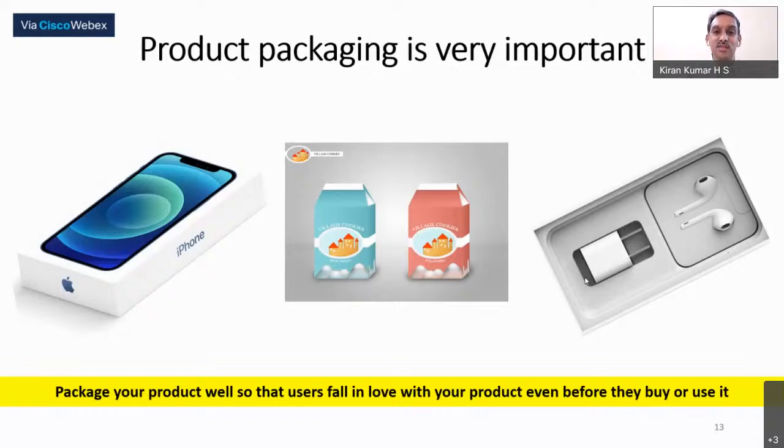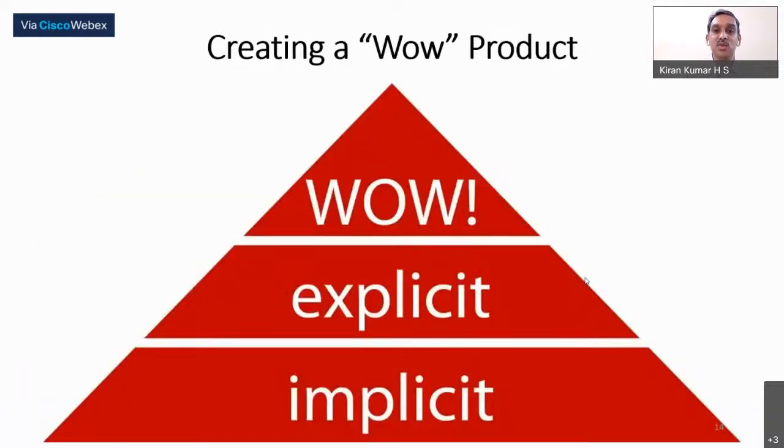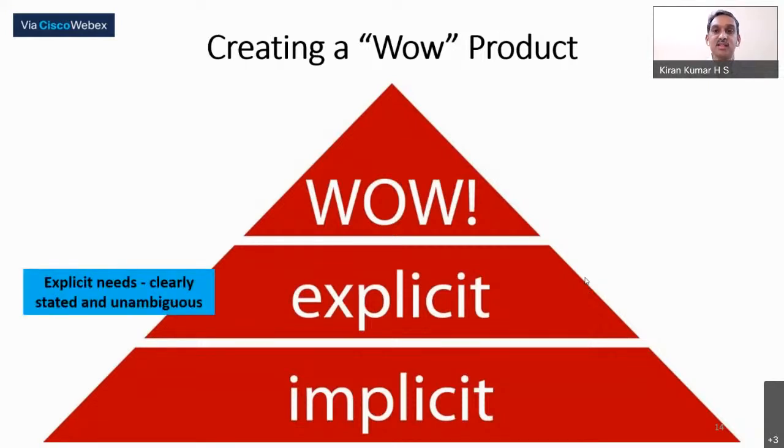So these are some of the few things that I wanted to highlight that you need to care about. And what you need to do is create a wow product. Let me explain a few things here. One is, when a user or a customer wants your product, he has certain requirements or needs. We call them explicit requirements or explicit needs. So these explicit needs are clearly spelled out.